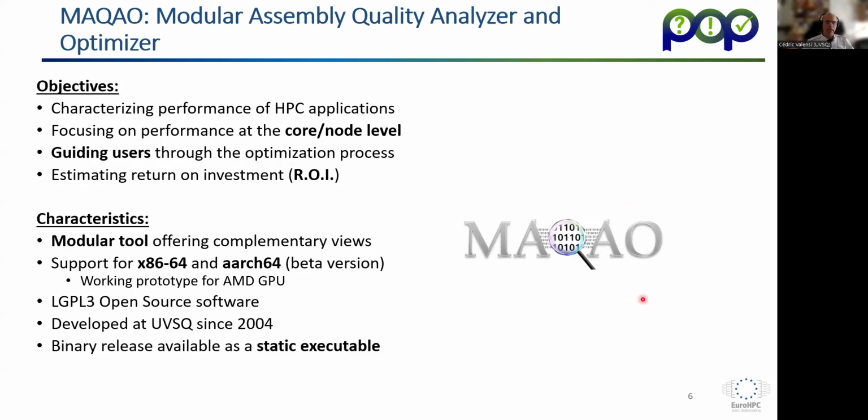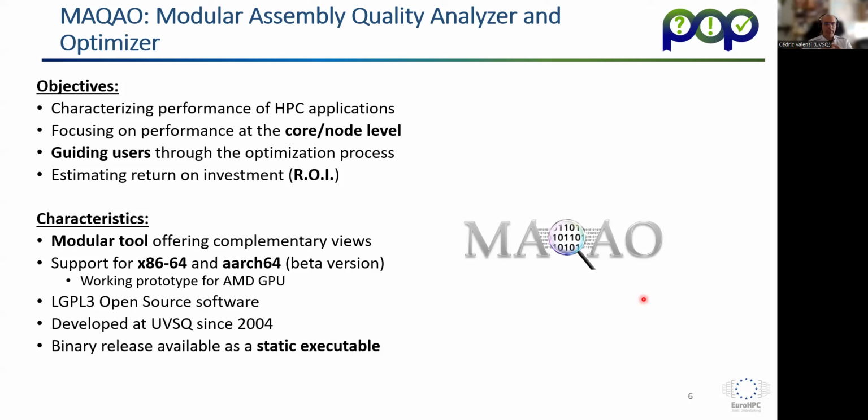So MAQAO is modular. This means that we can have different modules that we can add to the core of MAQAO. From our side, we can develop new modules, and also we can choose to activate one or more of these modules during analysis.